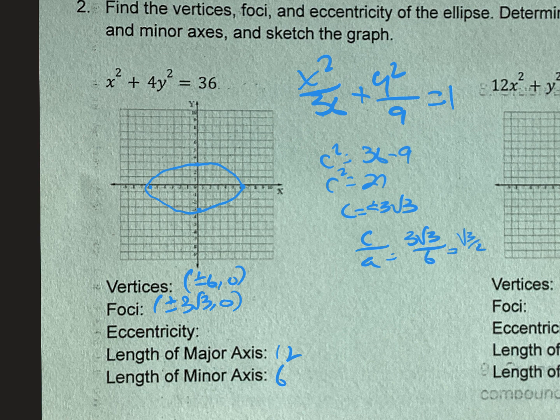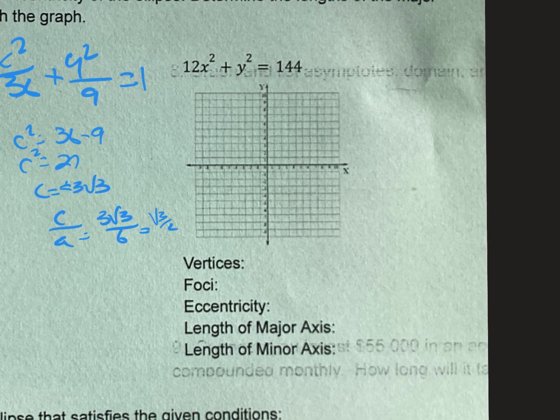Let's go ahead and do a decimal for that. I need to get my calculator real quick. Let's put a decimal for eccentricity, because that's what we did this week. Square root of 3 divided by 2. I'm getting about 0.866 for eccentricity. All right, let's do another one of those.